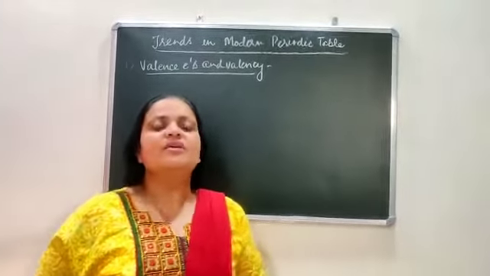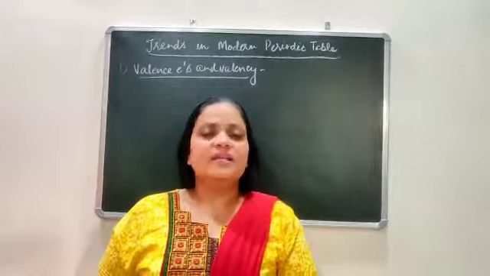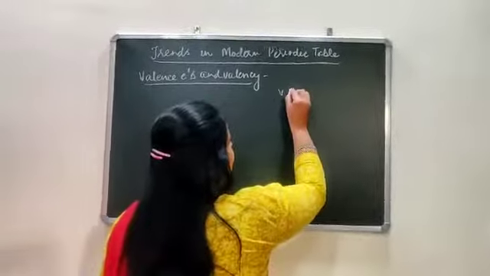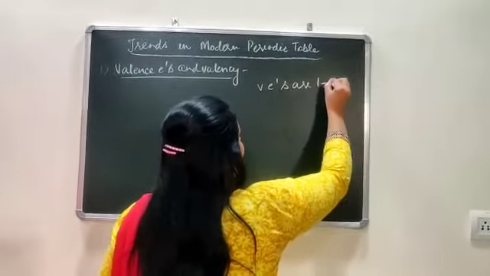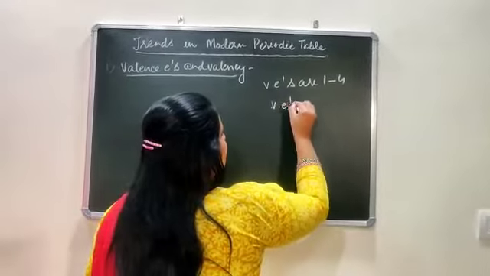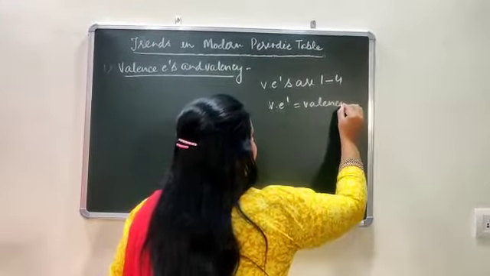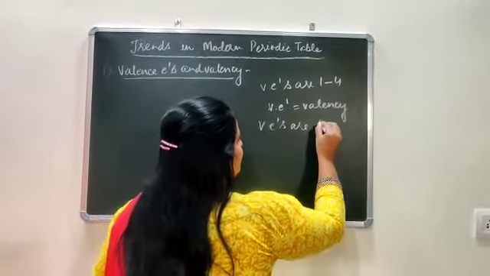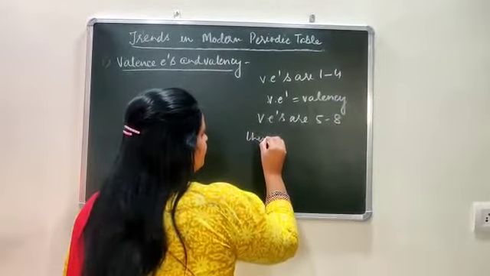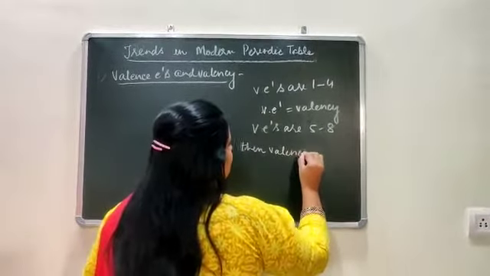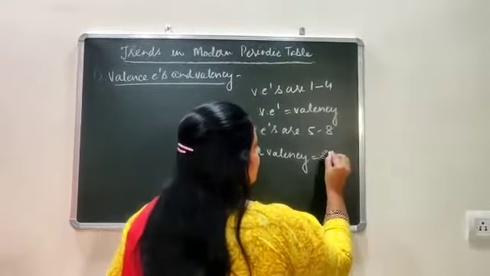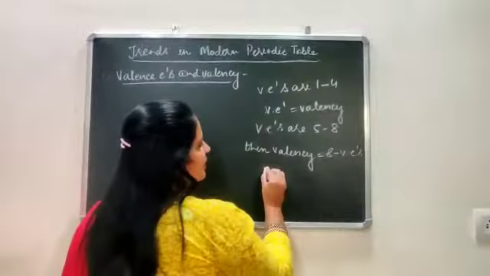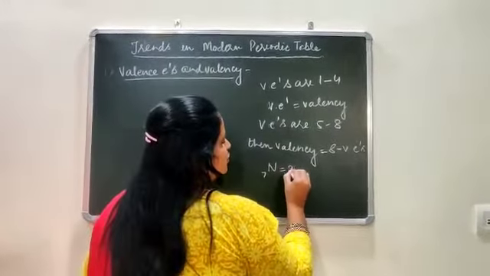If any element has 1, 2, 3 or 4 valence electrons, the valency will be equal to the number of valence electrons, that is 1, 2, 3, 4. But if the valence electrons are 5 to 8, then valency will be equal to 8 minus valence electrons. For example, if I take the element nitrogen, the configuration is 2, 5.